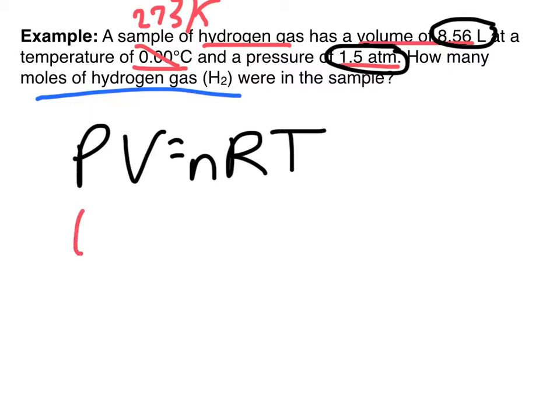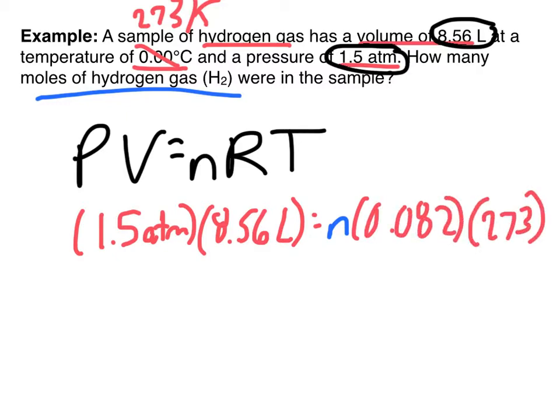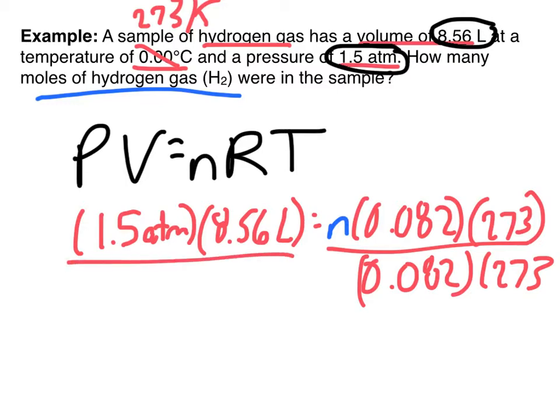So let's plug everything in. Pressure, I have 1.5 atmospheres. My volume is 8.56 liters. Equals n. n is what I'm looking for. I don't know what n is. R, 0.082, and then 273. So if I'm solving that, I've got to get n by itself. I would divide by this, and I would divide the other side by the same amount.